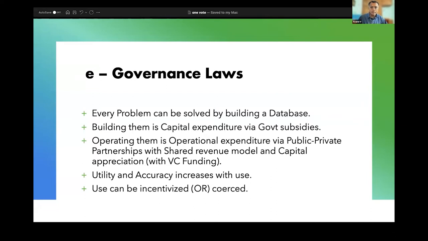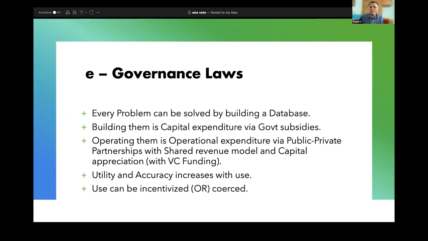So the first and foremost rule in e-governance says that every problem can be solved by building a database eventually. That is the part that I skipped out. And if you fundamentally take the problem of building any database, be it PAN numbers or voter IDs or whatever, the first and foremost issue that they have is, at least in the modern world, when we say database, it is not good old paper and pen kind of a thing. It's modern digital databases. Building databases is a very hard and expensive procedure.